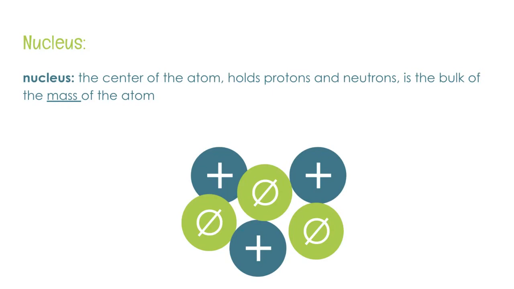The nucleus is where all of our protons and neutrons live. That's where the bulk of the mass is. So we went through the 3 subatomic particles. Now we're going over locations of the atom. The nucleus is not a chunk, like it's not a physical thing. It's just an area where all of my protons and neutrons live.